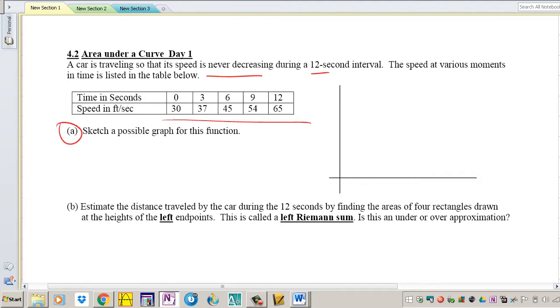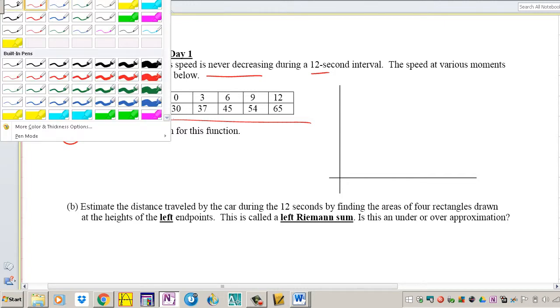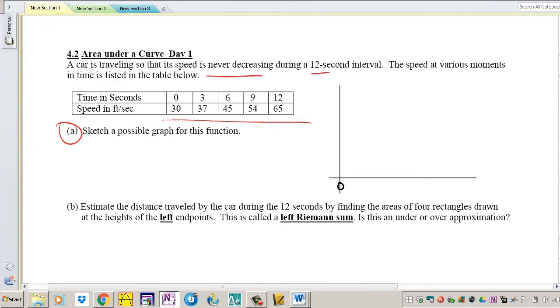Here are all the times. Let's draw a graph of this. Here's 0, 3, 6, 9, and 12. This is going to be 65. I'm going to pretend this is 30. So the first points we have are (0, 30), (3, 37), (6, 45), (9, 54), and (12, 65).